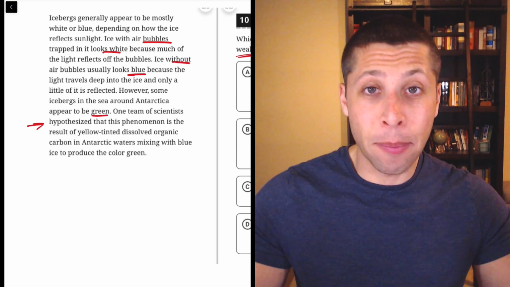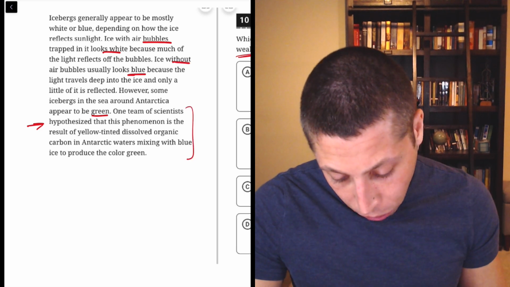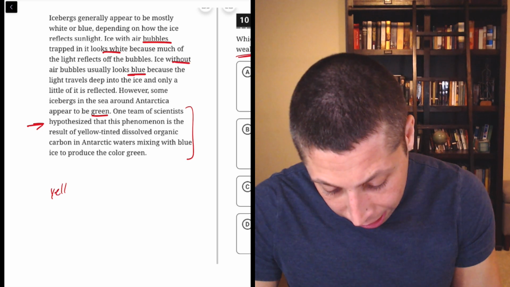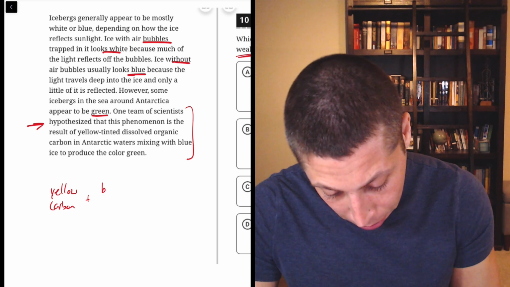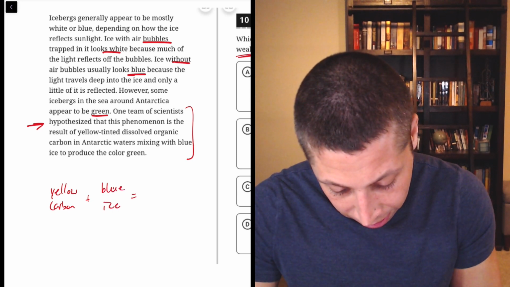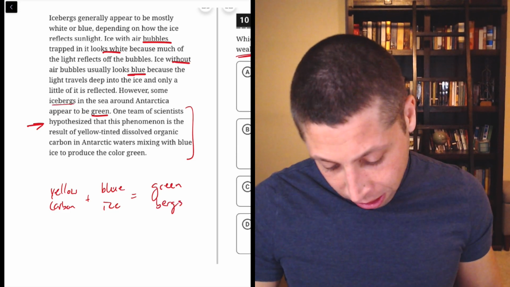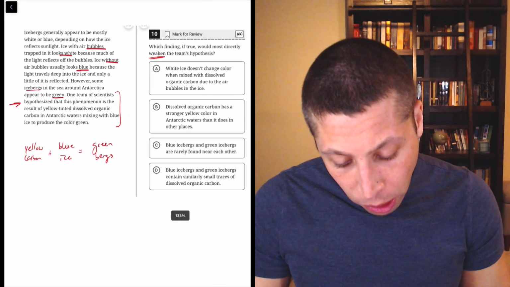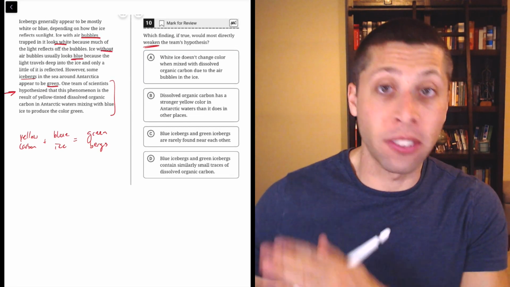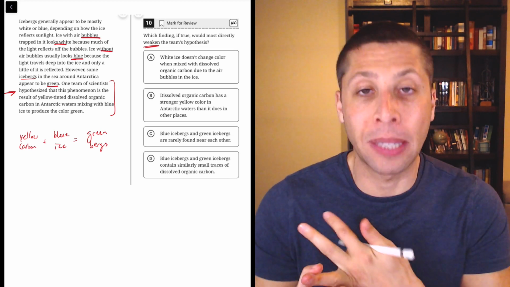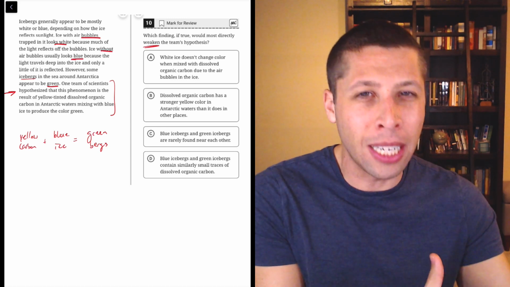So, okay, this is a great example of how our scrap paper can be so helpful. Let's just summarize this very simply, right? What they're saying is yellow carbon plus blue ice equals green icebergs. So it's a formula, it's a math formula, right? So if we want to weaken this, basically it's probably going to be the case that we attack one of the pieces on the left, right? Either something about the yellow carbon or something about the blue ice. Something about that is probably wrong, and then we would not necessarily get green as a result.